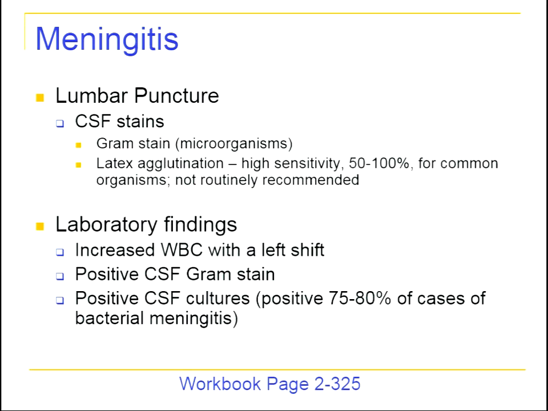With CSF, you obviously want to send it for culture, but you also want to do a gram stain, and then you can do latex agglutination as well to help you really screen for the most common organisms. And then the lab findings: increased white count, which the patient had with a shift to the left, positive CSF gram stain, and positive CSF cultures is almost what you see most of the time for bacterial meningitis.